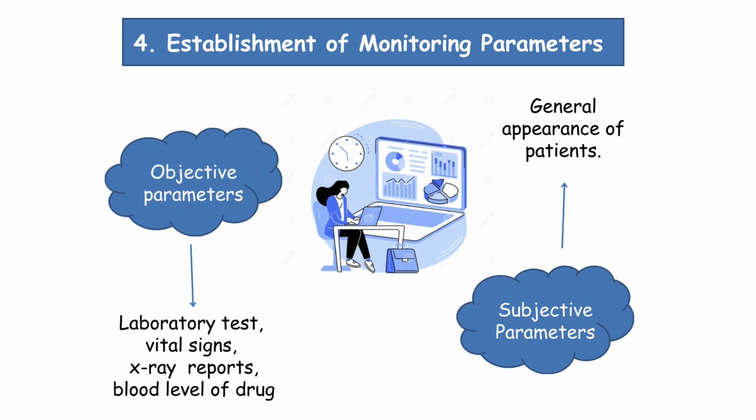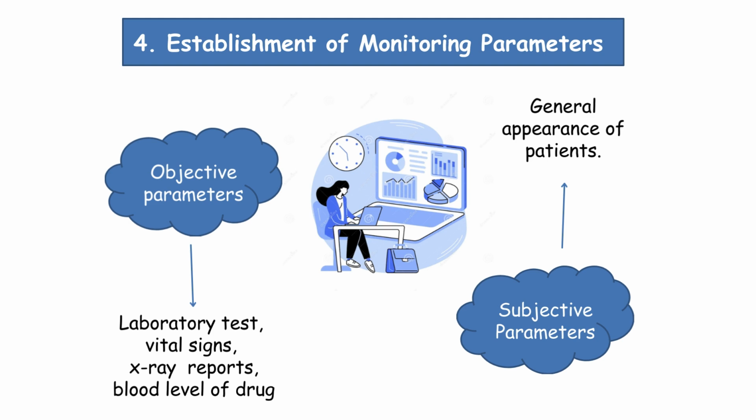The next parameter is establishment of monitoring parameters. The pharmacist should establish monitoring parameters to assess the progress towards the therapeutic endpoint. A monitoring plan should outline parameters that will be useful in determining whether the therapy is effective and whether the drug is producing any side effect. A monitoring plan usually consists of a combination of subjective and objective parameters.